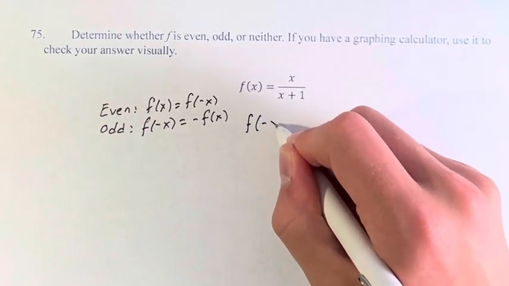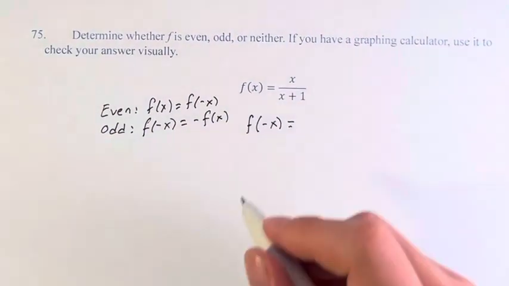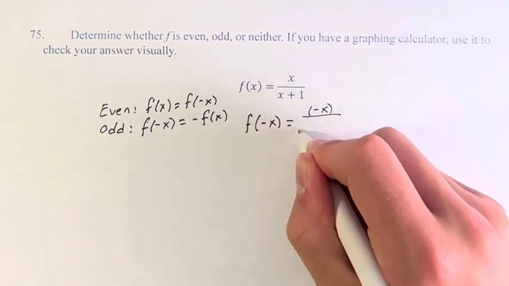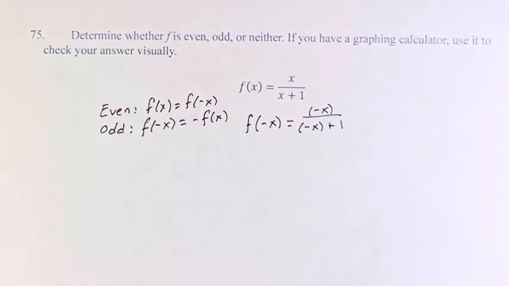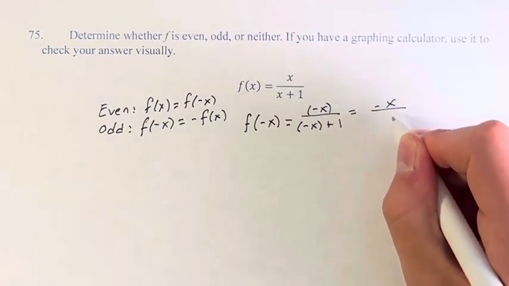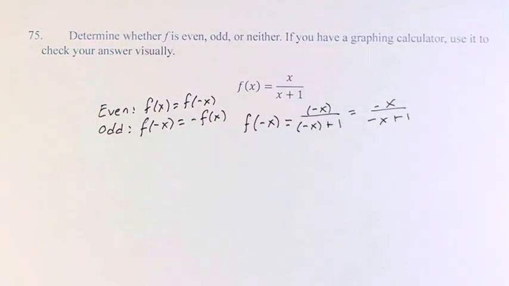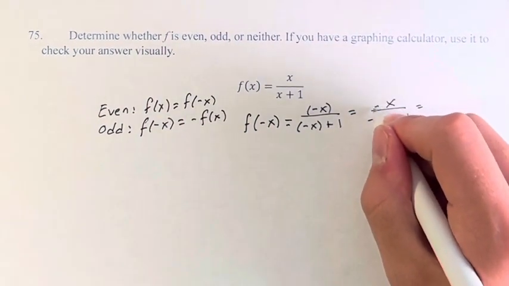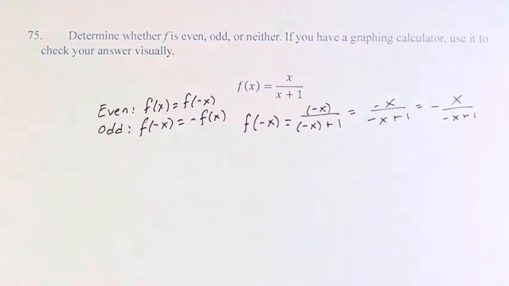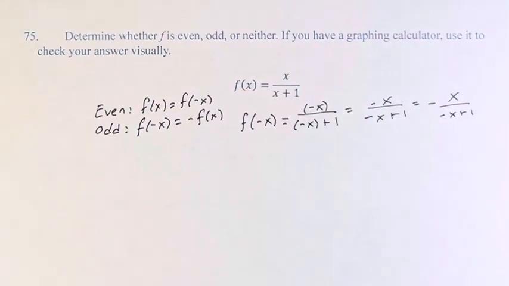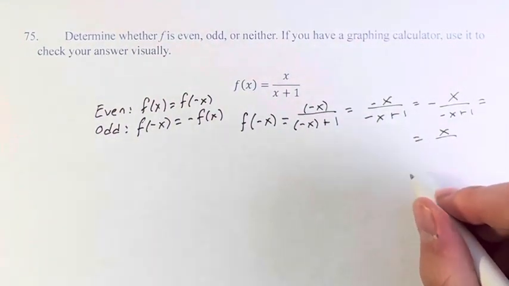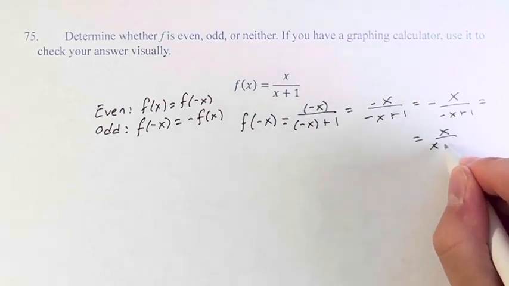So f of negative x equals, we just have to plug in negative x wherever we see x. So negative x over negative x plus 1. This is equal to negative x over negative x plus 1. This is equal to, pulling the negative out on top, negative x over negative x plus 1. This we can simplify into x over, multiplying the bottom by negative 1, x minus 1.